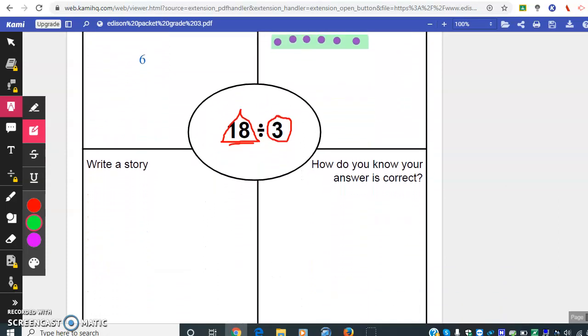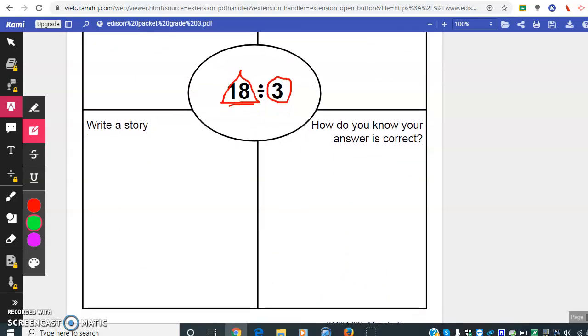Now I need to write a story. Writing a story for division is a lot like writing a story for multiplication, because this is an equal groups story. So if you think back to the multiplication story you had to write on day 6, you had to have containers in your story, right? Because equal groups come in containers. They can be packages or boxes or bags, that kind of thing.